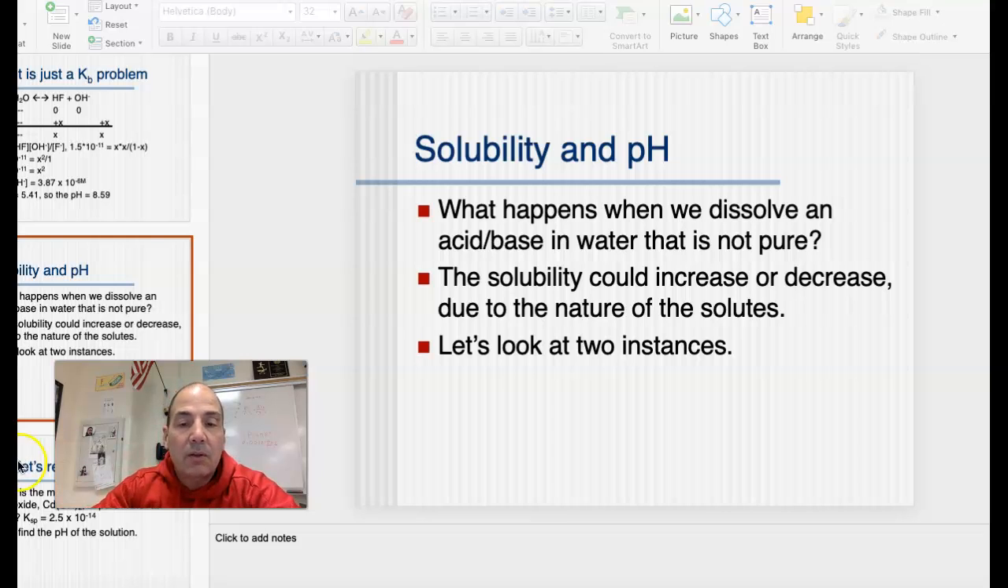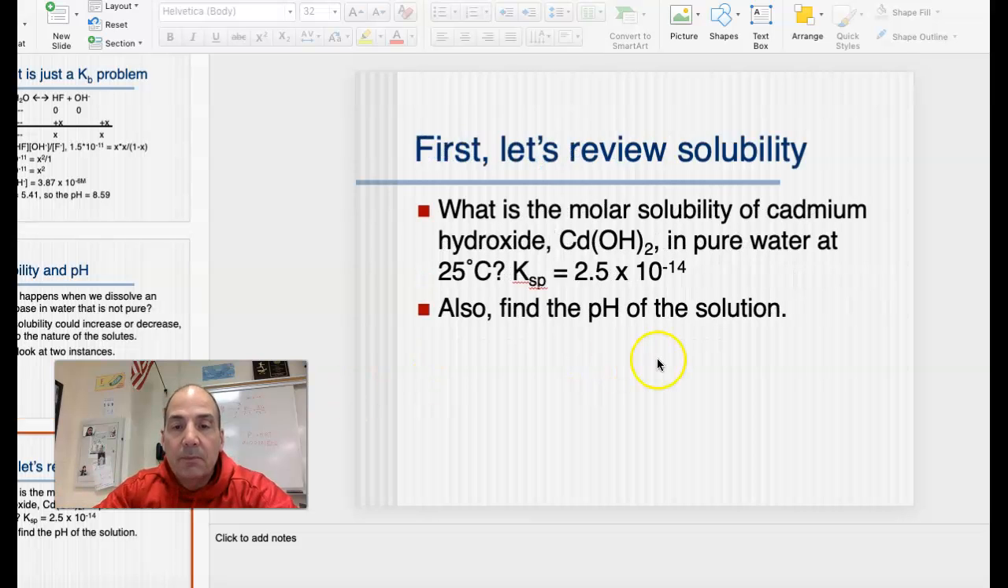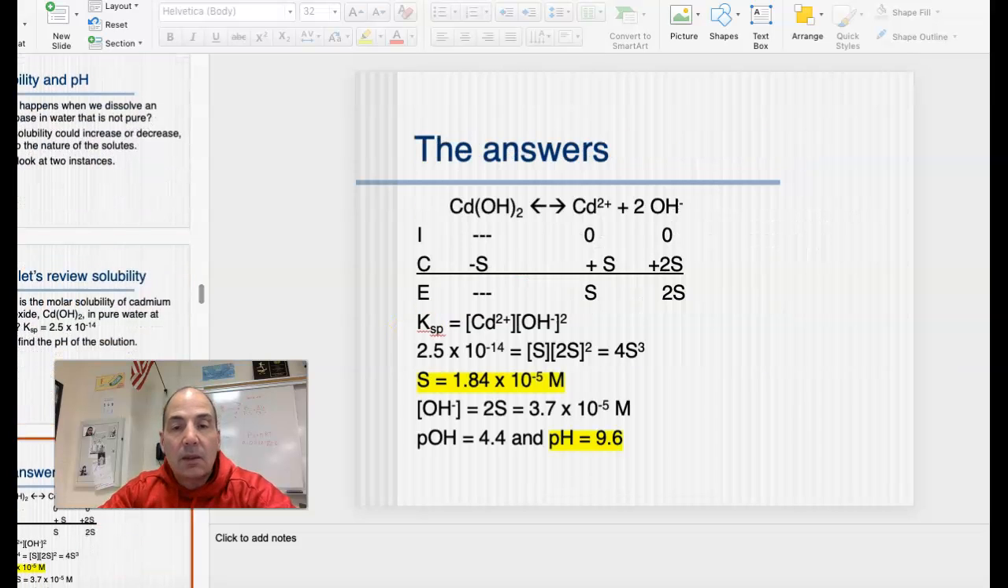So let's talk about some scenarios. First, though, let's review solubility. So here's a question. What is the molar solubility of cadmium hydroxide in pure water at 25 degrees? KSP is 2.5 times 10 to the -14. And then once you figure that out, we want to find the pH. So pause the video if you want, but I'm going to go on.